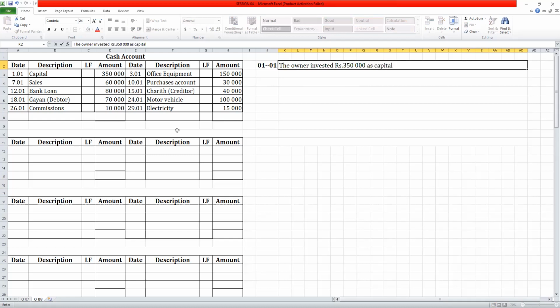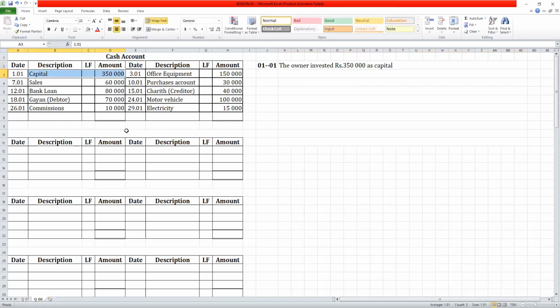Capital account. It is credited. Capital account is going to be credited. The date is 1st of January. Cash 350,000.